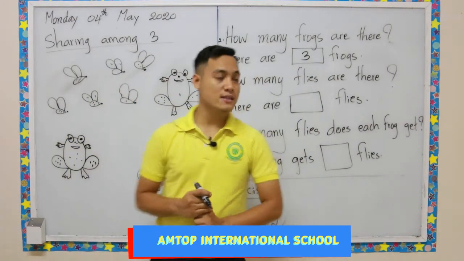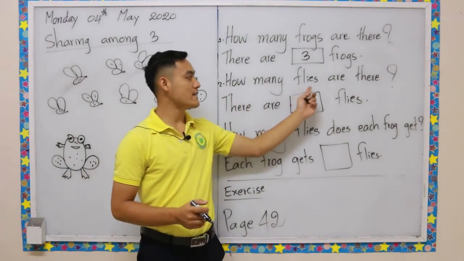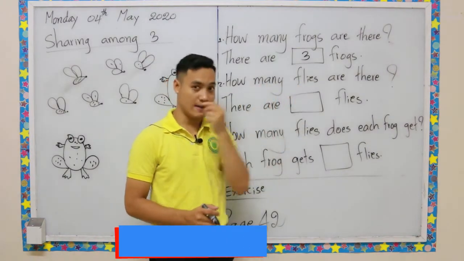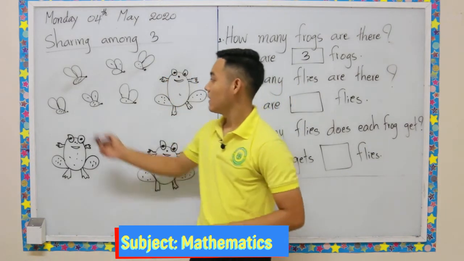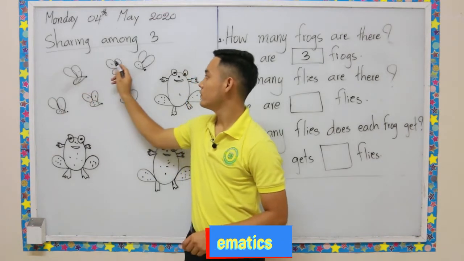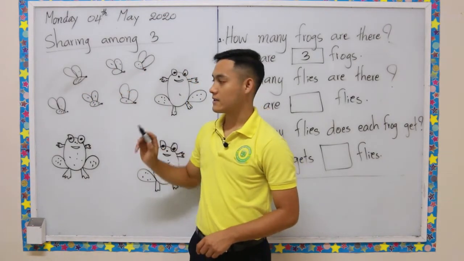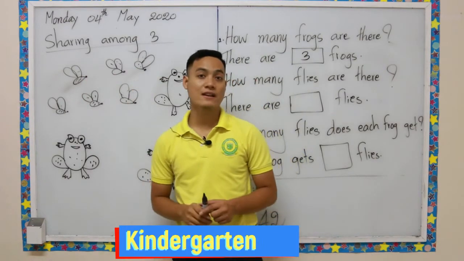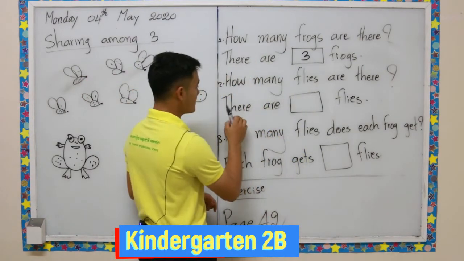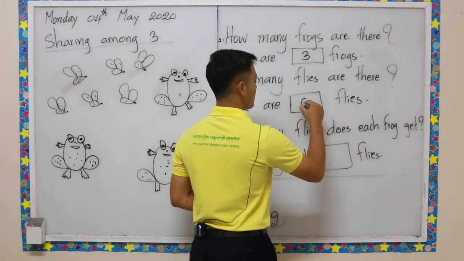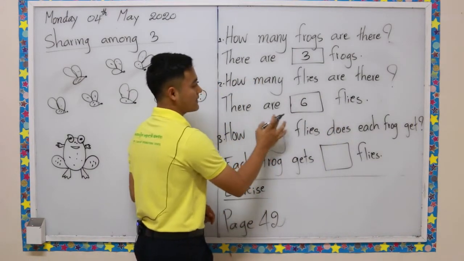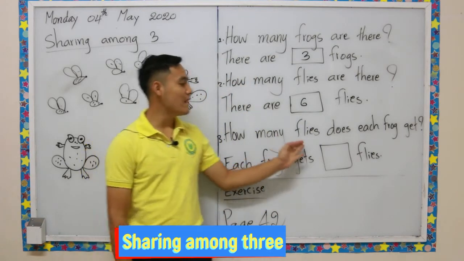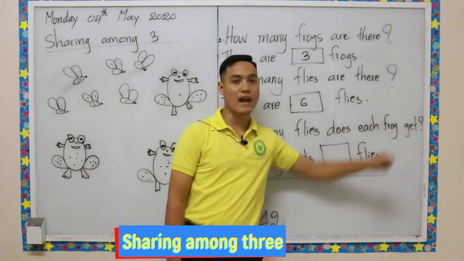The second question is, how many flies are there? We count the flies first. 1, 2, 3, 4, 5, 6. Again, 1, 2, 3, 4, 5, 6. So the answer is there are 6 flies. And the last question is, how many flies does each frog get?